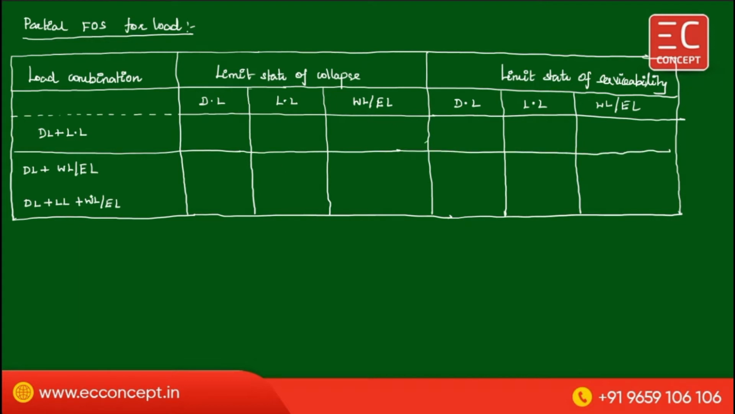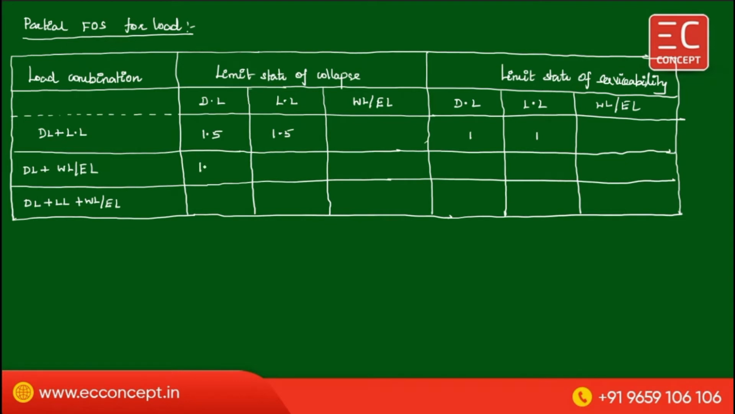Okay, in the state government examination, you can expect a question from this factor of safety itself. The first one, for dead load live load combination, 1.5, 1.5, but at the same time the limit state of serviceability we will take 1, 1. For dead load plus wind load or earthquake load, any one of them only we will take. That is, for limit state of collapse we will take 1.5 or 0.9, then the wind load or earthquake load 1.5. In a similar manner, limit state of serviceability 1, 1.